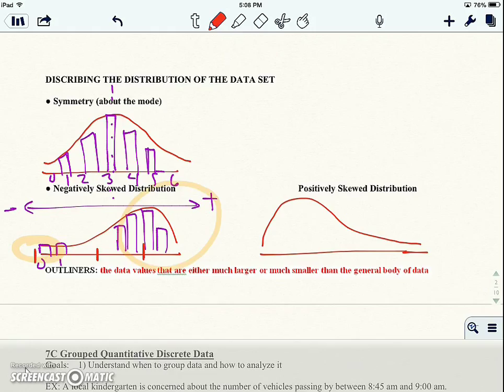So positively skewed is the same idea, but most of the data is on the lower end with something up here that's pulling up the average on the positive end. Okay? Outliers, they're the data values that are either much larger or much smaller than the general body of data, i.e. this or this, and we'll talk about how to figure out if something's just a little big or really big in an outlier later.